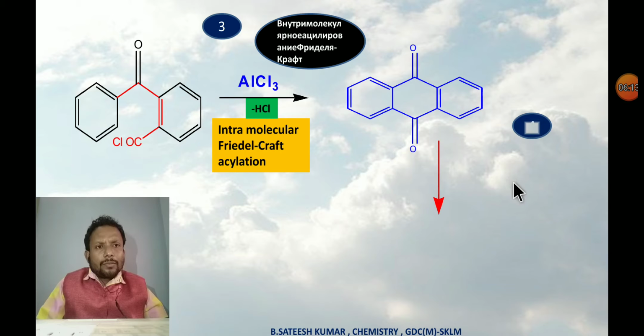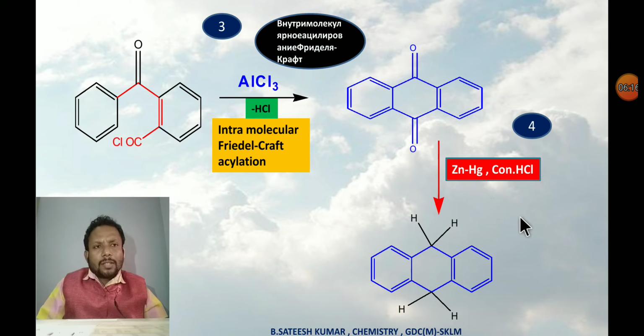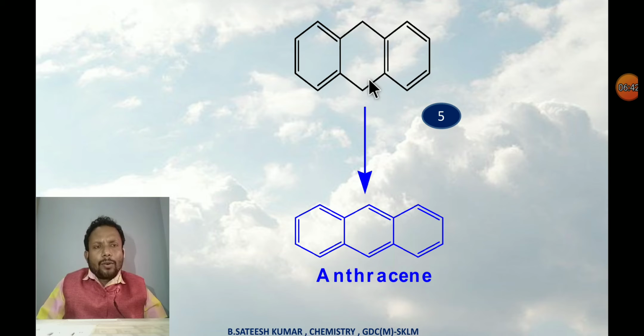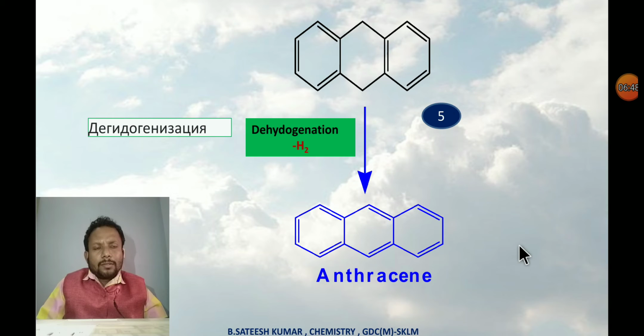This diketo compound further undergoes a Clemmensen reduction in the presence of zinc-Hg, zinc amalgam. Here Hg is mercury, zinc is a metal, and concentrated HCl is the proton source. Both carbonyl groups, the CO groups, are converted into CH2. Here two hydrogens come from concentrated HCl. This dihydronaphthalene compound easily converts into anthracene by loss of an H2 molecule, H from here and H from here.